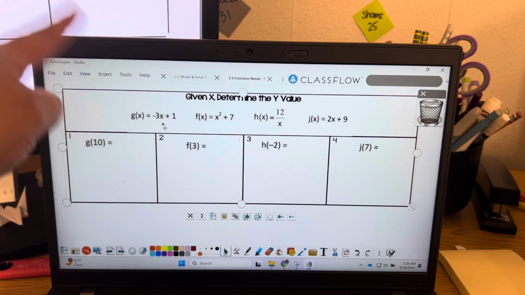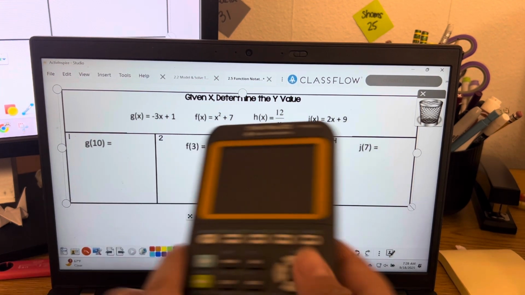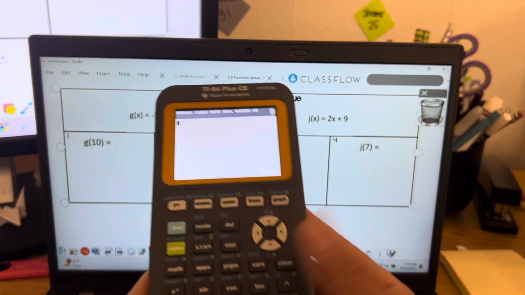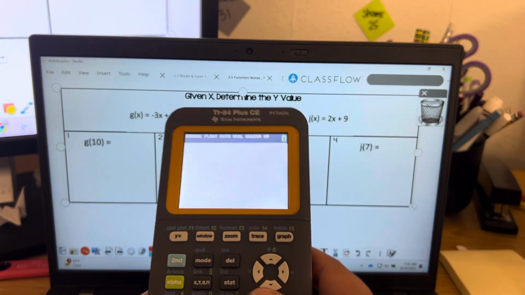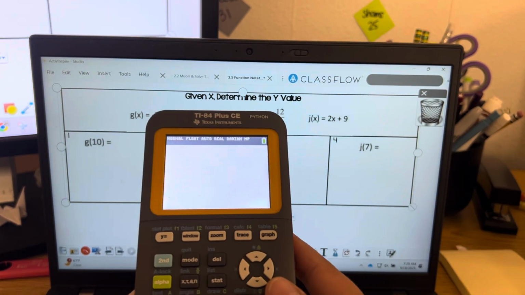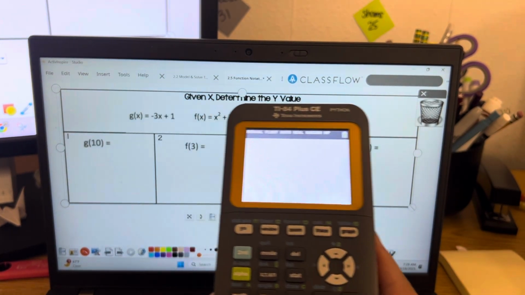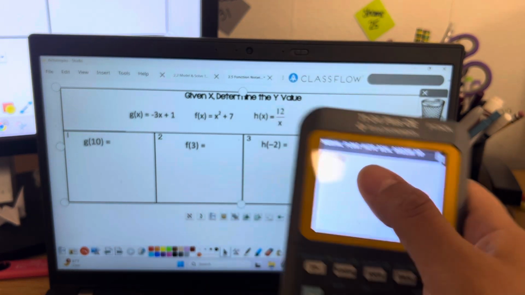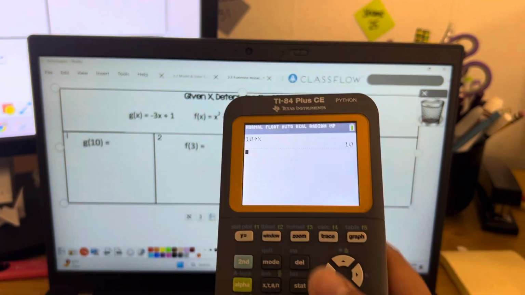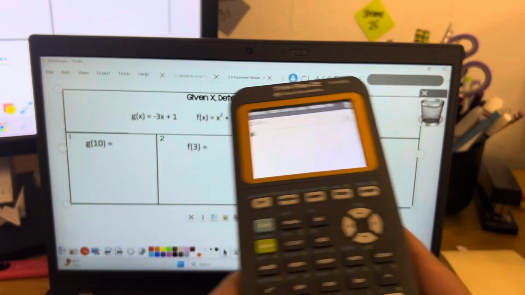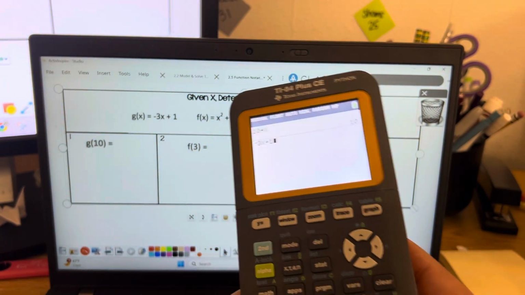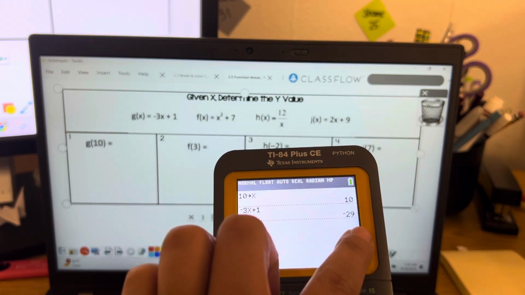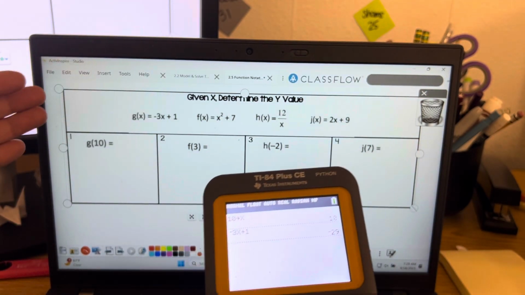That's literally it. So if you remember doing that on the TI 84s, we use STO. Of course, you can do parentheses and evaluate that way, but I've showed you how to use STO. So for instance, I'm going to do 10 STO x, because that's my variable term. And then I'm literally just going to type in this equation. So negative 3x plus 1, hit enter, it's negative 29 is your solution. That's literally your answer.